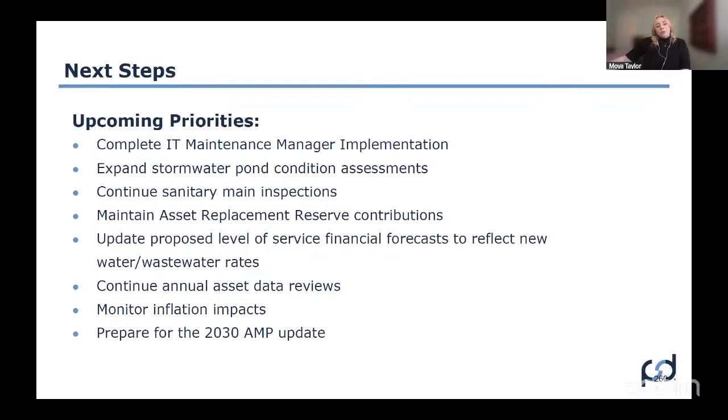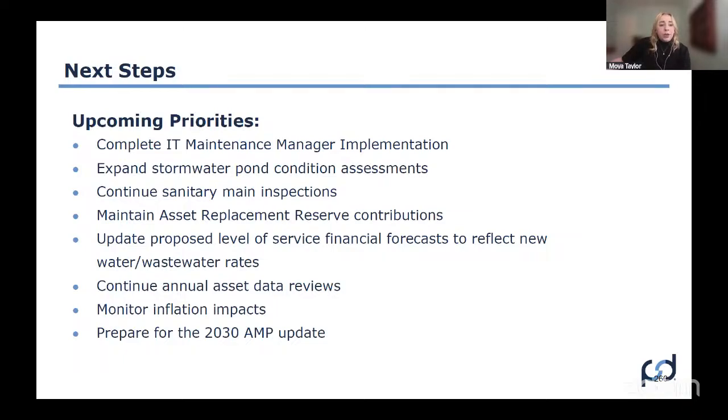So in regards to next steps and looking ahead, the staff will continue to advance the township's asset management program through several key initiatives, and they're highlighted here, the key priorities. So we're looking at completing the implementation of the maintenance manager module for the IT assets, as I mentioned, in 2026, continuing those condition assessments for the stormwater management ponds and the sanitary mains.